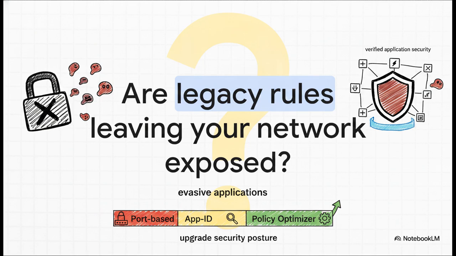We've seen how legacy rules fail us, how App ID flips the script with a positive enforcement model, and how the Policy Optimizer gives you a totally straightforward migration path. So I'll leave you with this. What unknown, evasive applications are traversing your network right now, just hiding in plain sight behind a trusted port?